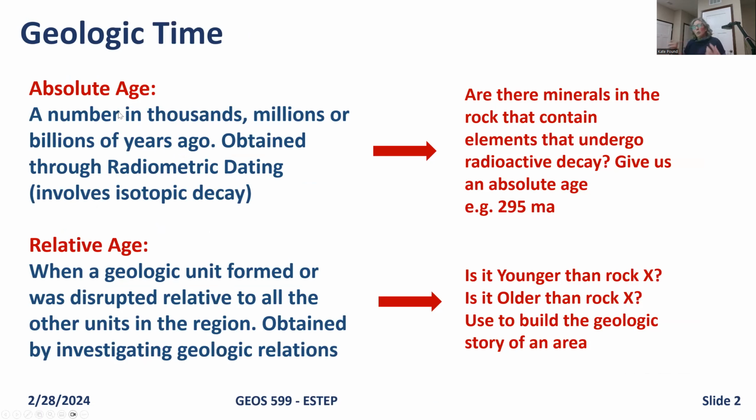There are two ways we think about geologic time: absolute age and relative age. Absolute age is another word for a number that we give to the age of a rock, or how old it is. Depending on how old that rock or sediment is, that will be in thousands, millions, or billions of years old. Do remember that now is zero and we count back. The way we get these absolute ages is through a process called radiometric dating, which involves isotopic decay of certain elements.